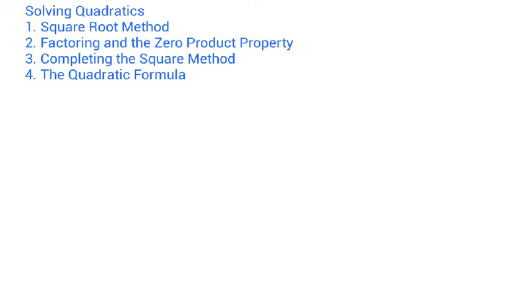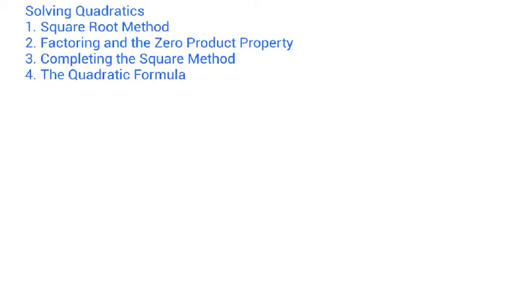There are basically four ways to solve a quadratic equation: the square root method, factoring with the zero product property, the completing the square method, and then the quadratic formula. The quadratic formula I use as a last resort, and it comes from completing the square, which I'll prove in a video after this one.